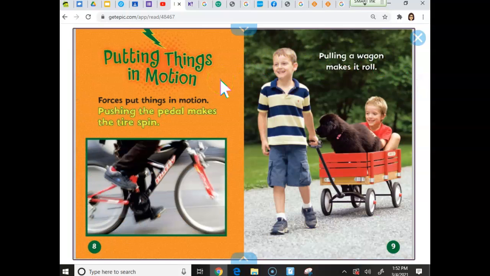Putting things in motion. Forces put things in motion. Pushing the pedal makes the tire spin. So when you put force to it, how do the tires move? By spinning. That's right, they spin round and round and round. Pulling a wagon makes it roll. So how do the wheels move? They spin or roll. That's right, they're round as well, so they can spin.